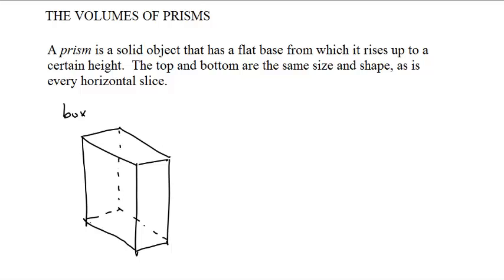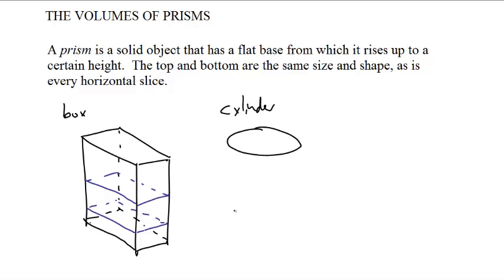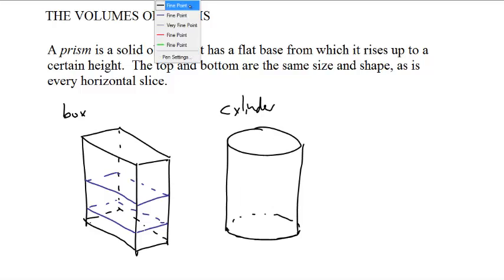What I mean by every slice is, if you were to slice it, every single slice is the same as the top and the bottom. Another kind of prism is a cylinder. A cylinder has a circle for a top and the same circle for the bottom, and it goes straight up and down between the two. And every single slice is a copy of that circle.